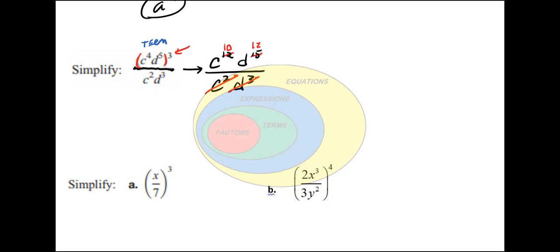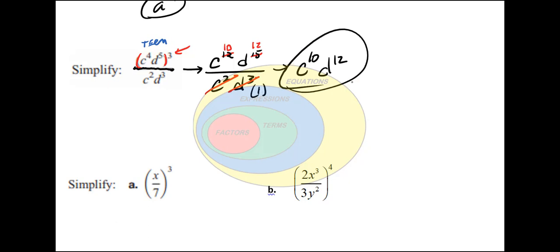So we can just write our answer here. We have c to the 10th times d to the 12th. Both factors are in the numerator. The denominator is just left with a factor of 1, so we don't need to write that. Right, so when we apply the outside power, we're always going to be multiplying exponents. So we just did that in one step.